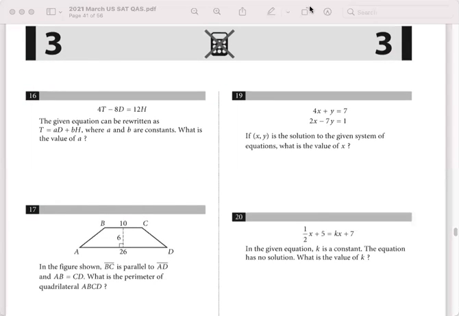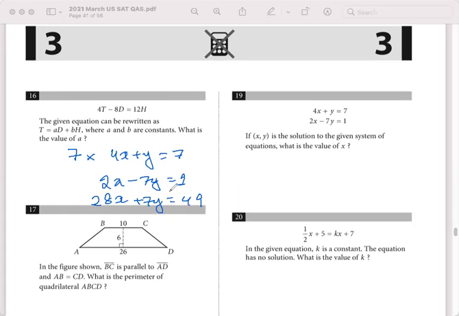Question 19. If x comma y is the solution to the given system of equations, what is the value of x? Okay, so I have 4x plus y is 7 and 2x minus 7y is 1. So I need to get rid of y, so I'll multiply this by 7. So I'll get 28x plus 7y is 49. And now I'll add these two, so I'll get 30x is equal to 50. So x is 5 by 3. Right, so 5 by 3 is the answer for x.